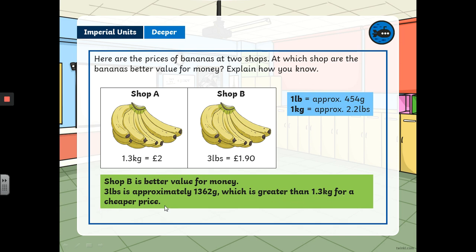kgs for a cheaper price. So shop B is a better value for money rather than shop A, because shop A was giving you 1.3 kgs at 2 pounds. So 1.3 kgs, 1 kg is 2.2 pounds. So how much would 1.3 kgs be? Once you find that, you will automatically know that 3 pounds is approximately 1,362 grams, which is greater than 1.3 kgs. So this is a better value for money.